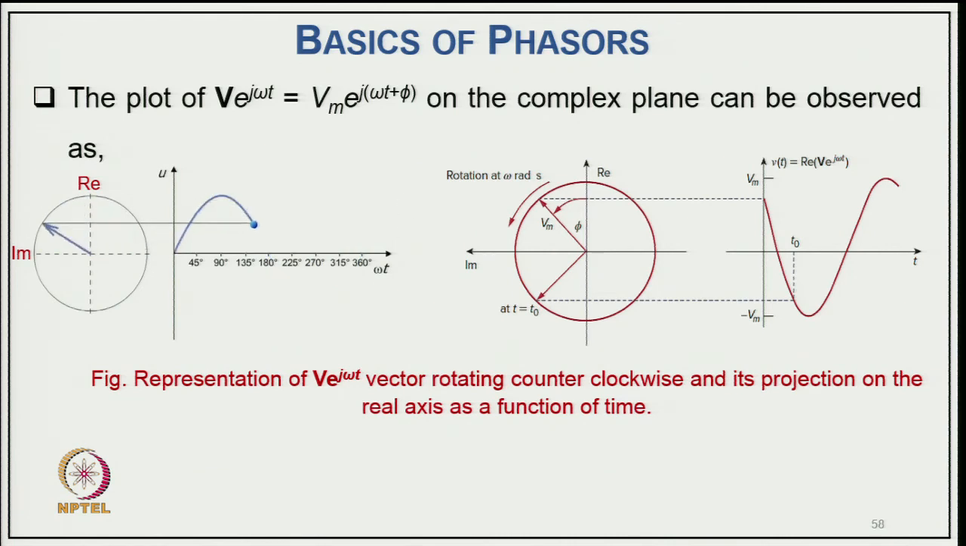So, the representation of V e to the j omega t is a vector rotating counterclockwise, and its projection on the real axis is a function of time. That is the reason we measure this angle in the counterclockwise rotation.